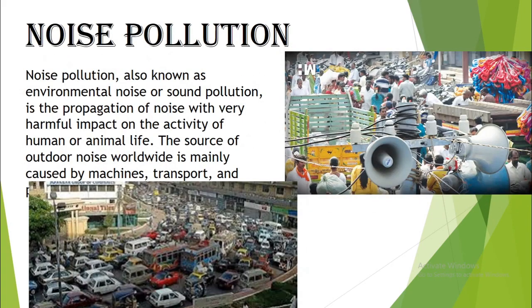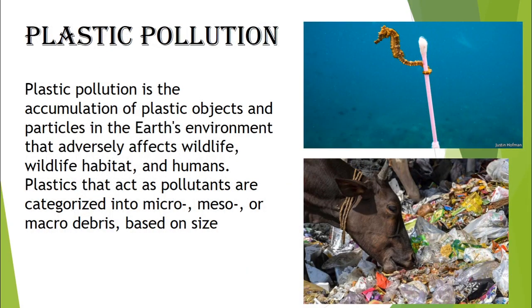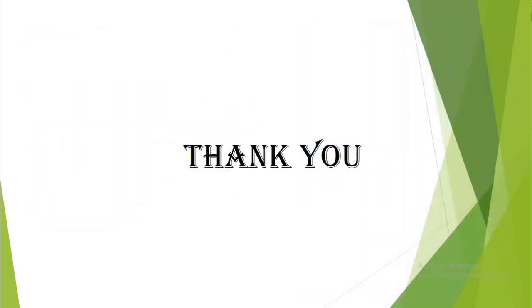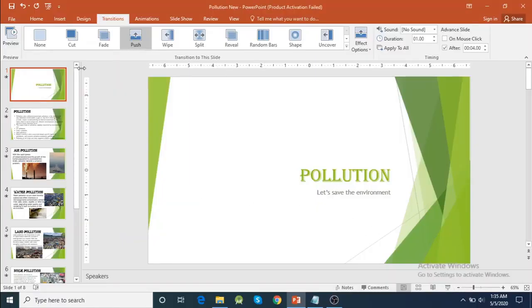Noise pollution and plastic pollution. So our entire presentation is on an auto run mode. That means it is going to run automatically, and finally the last slide comes. After 4 seconds, that also goes away. So this is what transition does. You can move from one slide to another, and whether you want this movement or this transition to happen on a mouse click or automated after a certain number of seconds, you can choose that. So this is what the transitions tab does.